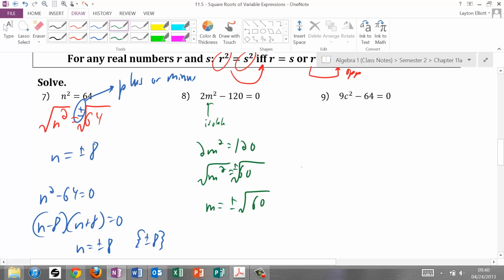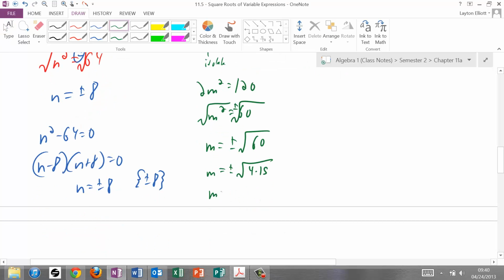We want to factor radical 60 to see if we can break it down into any perfect square factors. Now really what you can come down to is say, well, I know radical 60 is 4 times 15, and the square root of 4 is 2. So we have plus or minus 2 radical 15.